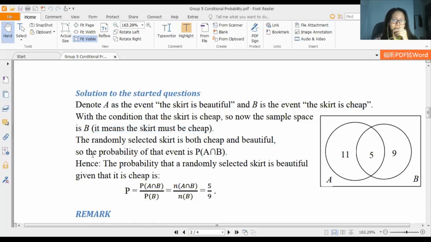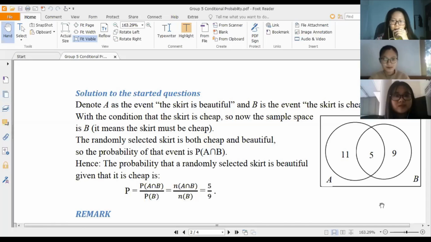And the randomly selected skirt is both cheap and beautiful. So the probability of that event is the probability of A and B. And hence, the probability that a randomly selected skirt is beautiful given that it is cheap is equal to the probability of A and B over the probability of B, equal to the number of elements of A and B over the number of elements in B, which equals 5 over 9. Do you understand? Okay, I think you have a good understanding of this lesson.